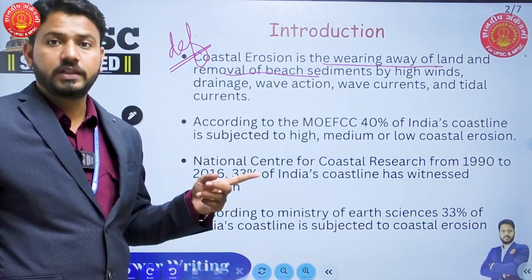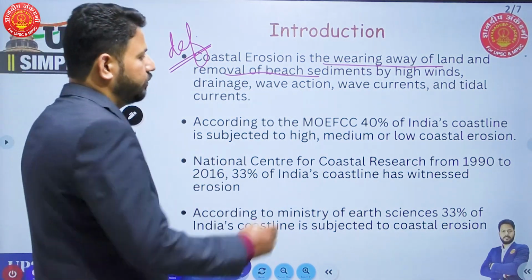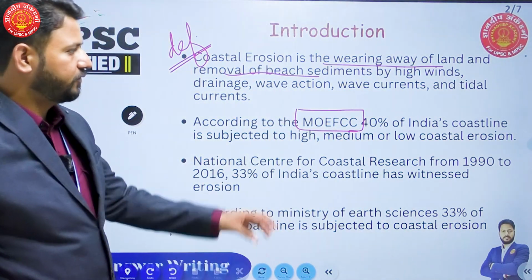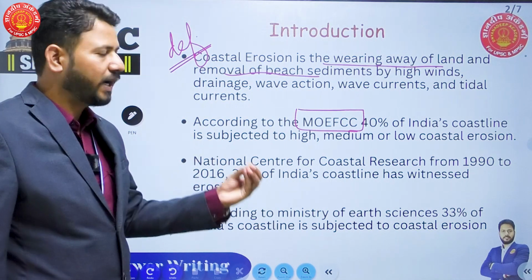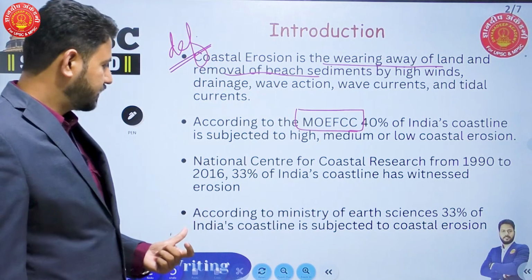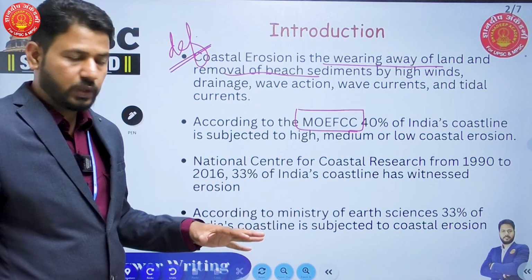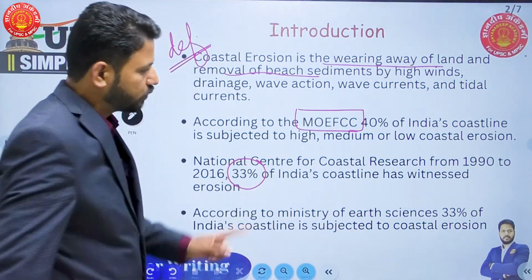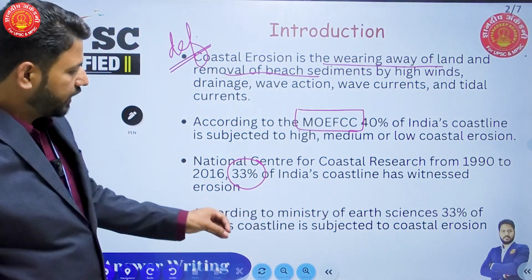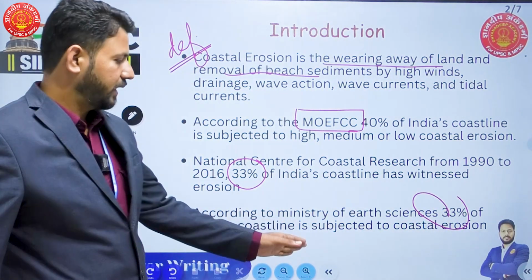But along with this, you need to mention some facts and figures. Now I have 3 different figures here. First is given by the Ministry of Environment, Forest and Climate Change. It says that 40% of India's coastline is subjected to high, medium or low coastal erosion. This supports your question. The other fact is that the National Center for Coastal Research, from 1990 to 2016, has found that 33% of India's coastline has witnessed erosion already. And the third important aspect is, according to the Ministry of Earth Sciences, 33% of India's coastline is subjected to coastal erosion.